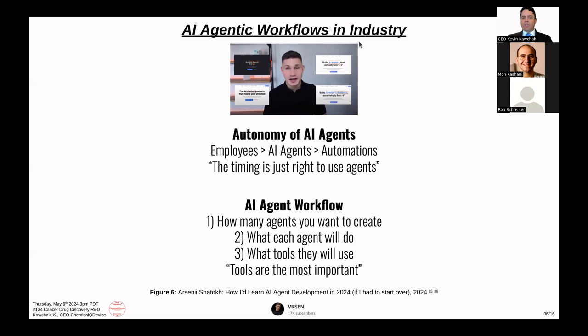And he says the timing is just right to use AI agents right now. And obviously this usually incorporates some form of a large language model, Gen AI, other types of machine learning that are more specialized than a big model aimed at taking in user prompts. And he says what's most important is how many agents you want to create, limit the number of agents, and in specific, what each agent will do and what tools they will use.